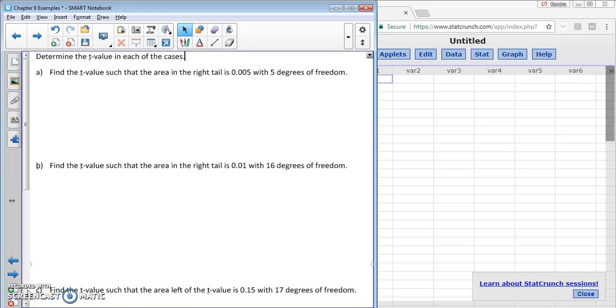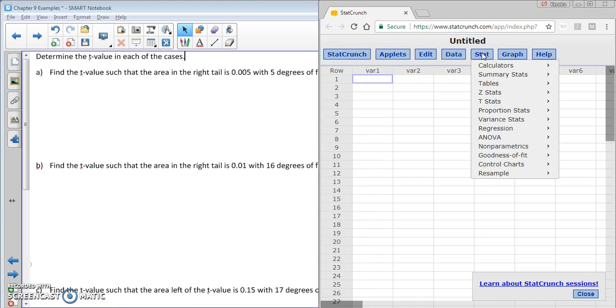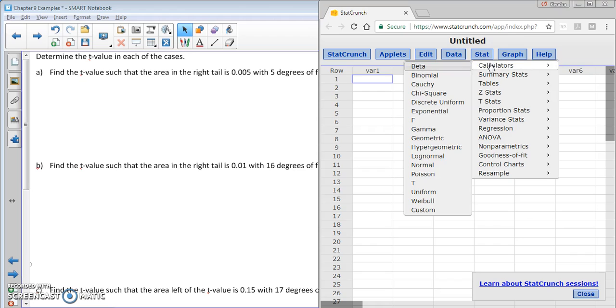Determine the t-value in each of the cases. So first we want to find the t-value such that the area in the right tail is 0.005 with 5 degrees of freedom. So we're going to do StatCrunch: click on Stat, Calculators, and then we're going to go down to T.